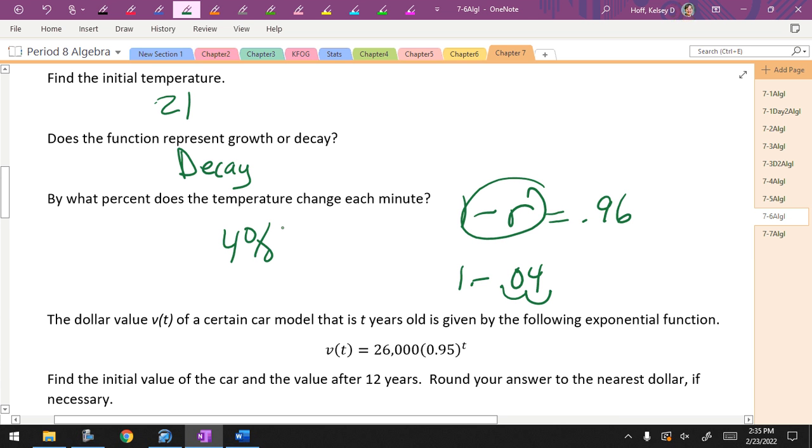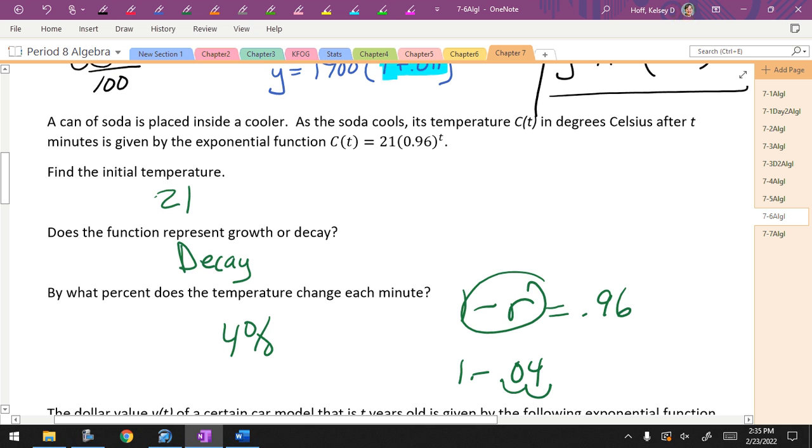Nicely done. 4%. Good observation as far as being above 1 or below 1 as growth or decay. And basically, you're trying to find how far up or down are you from 100%. Questions on being able to identify pieces of that function? Okay, let's get to the nitty-gritty.